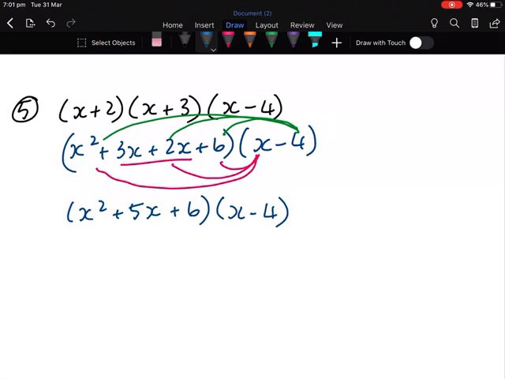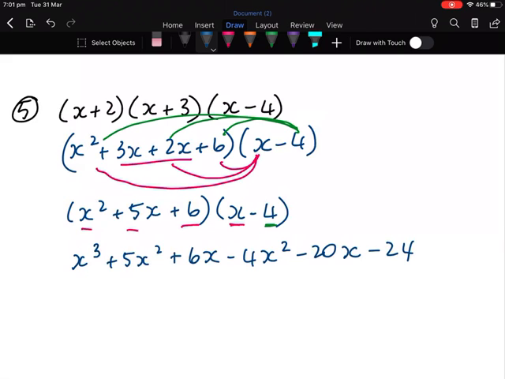First of all, I'm going to multiply these 3 terms by the x. So I get x to the power of 3 plus 5x squared plus 6x. Now I'm going to multiply all those 3 terms by negative 4. So I get negative 4 times x squared, which gives me negative 4x squared, negative 4 times 5x, which is negative 20x, and negative 4 times positive 6, which is negative 24.